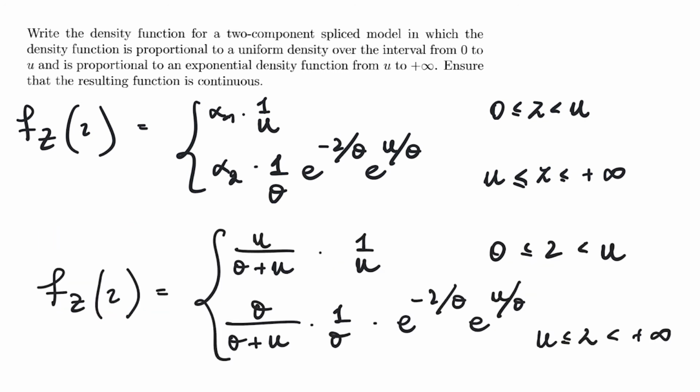As a final result, we get the following density function for a two-component spliced model where the uniform density is combined with the exponential density. And this concludes the exercise.